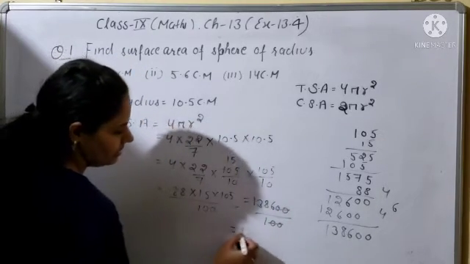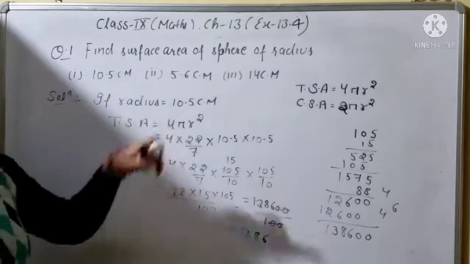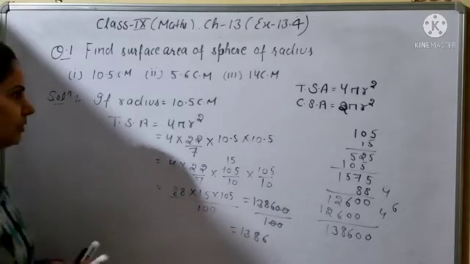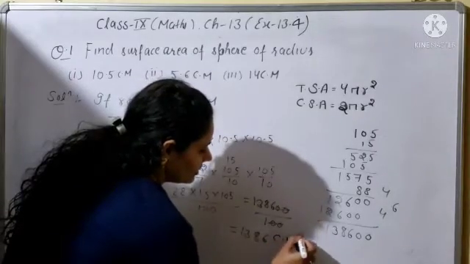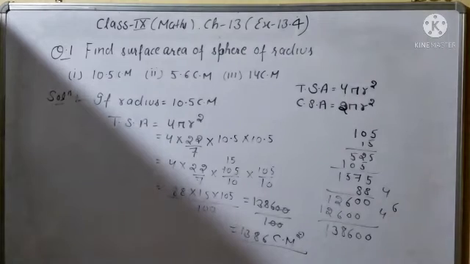So the 0s cancel out. What is left? 1386. All the radii are given in centimeter, and this is the total surface area of the sphere, so it will be in centimeter square. So this one will be your answer of the first part. Clear? Like that you can solve the next two parts also, second and third.